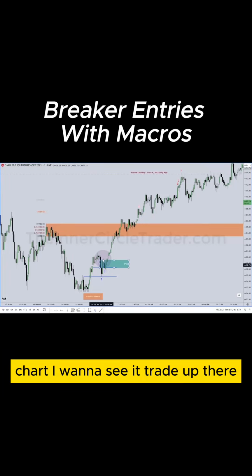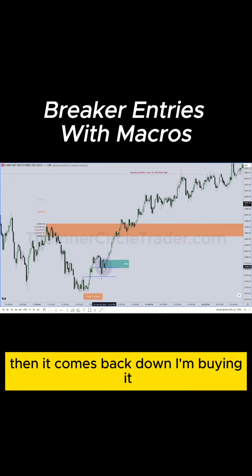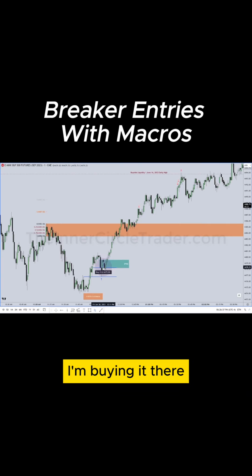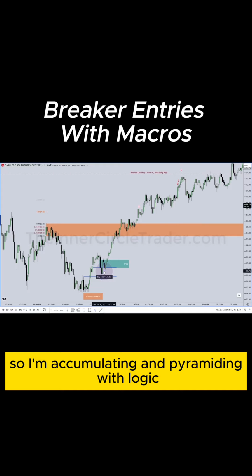The chart. I want to see it trade up there. Look at the body, respecting it. See it? It's staying inside of that gap. Then it comes back down. I'm buying it when it's in the midpoint of it right there. I'm buying it there. And then I'm buying the low end range of it there. So I'm accumulating and pyramiding with logic.